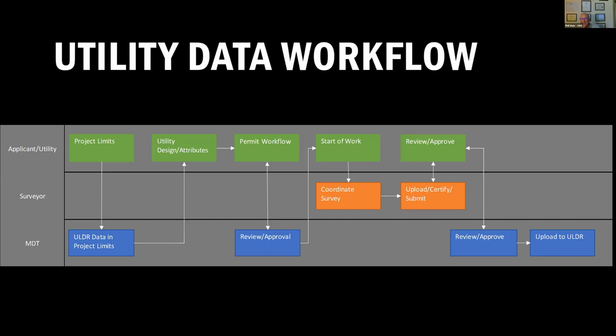Yeah, right. So they'll attribute all of the survey stuff. And so after that point, it goes back to the applicant or the utility owner. They'll review it, send it back to them if there's missing information. They'll merge that with the design information. So it brings all the other attributes to there, merges it with the accurate positioning information. And then it goes back to MDT. They'll take a look at it. If they have problems, they can send it back. If not, they'll upload it into the ULDR.